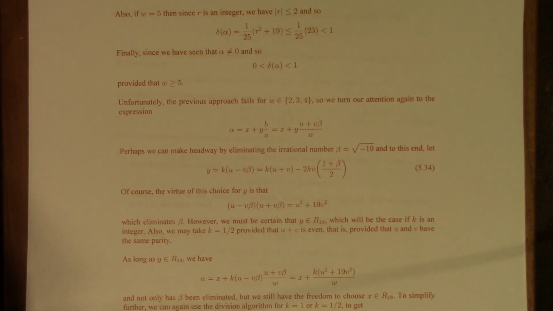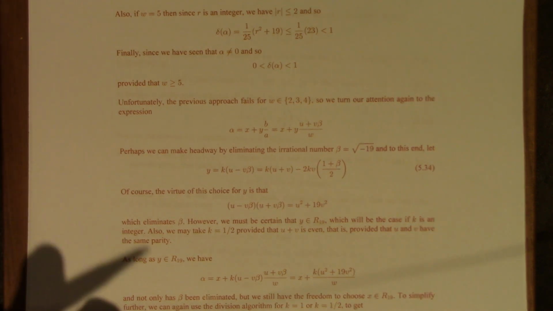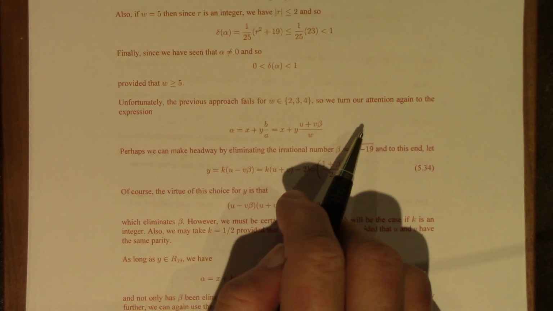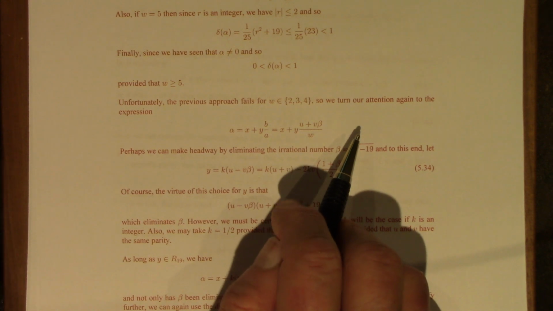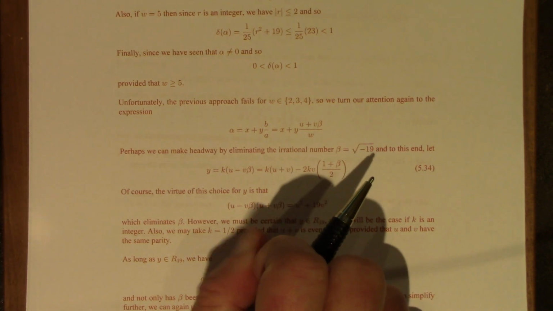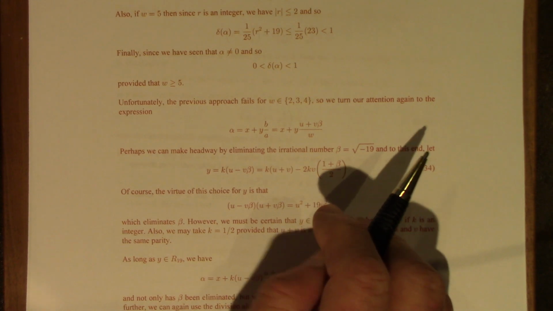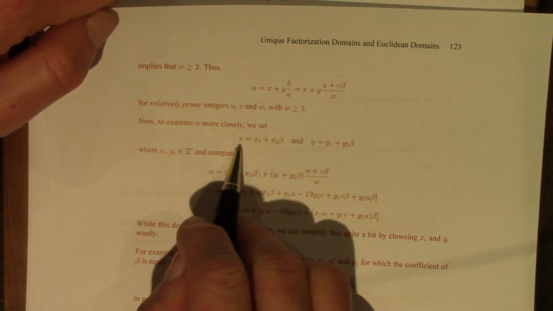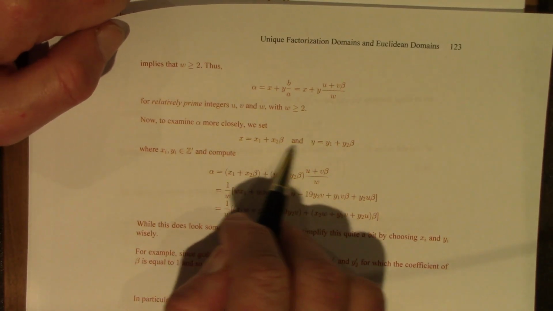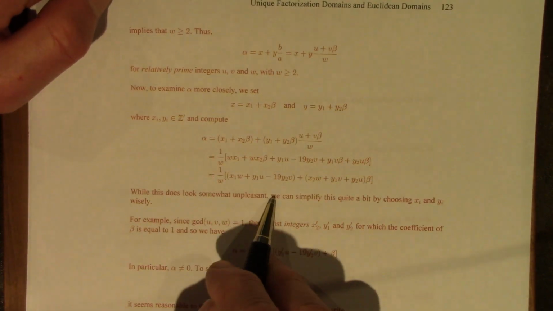Unfortunately, this approach seems to fail for w equal to 2, 3, or 4. So, I mentioned earlier that there are different approaches to this. We have to apparently abandon the approach we took here, which was to set x equal to x1 plus x2 beta and y here, and just compute.